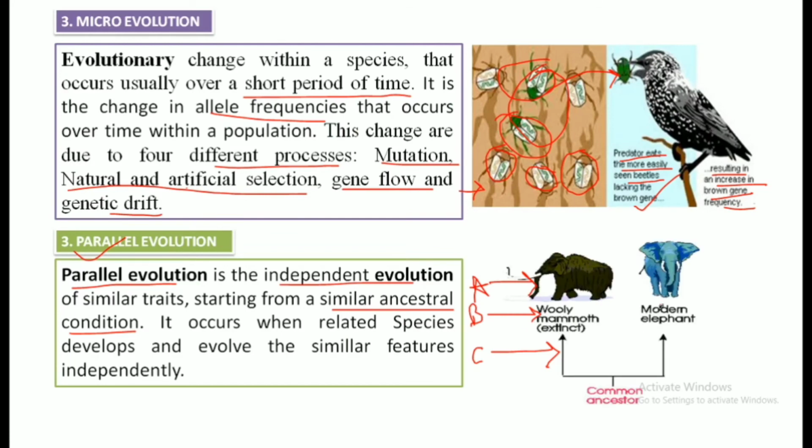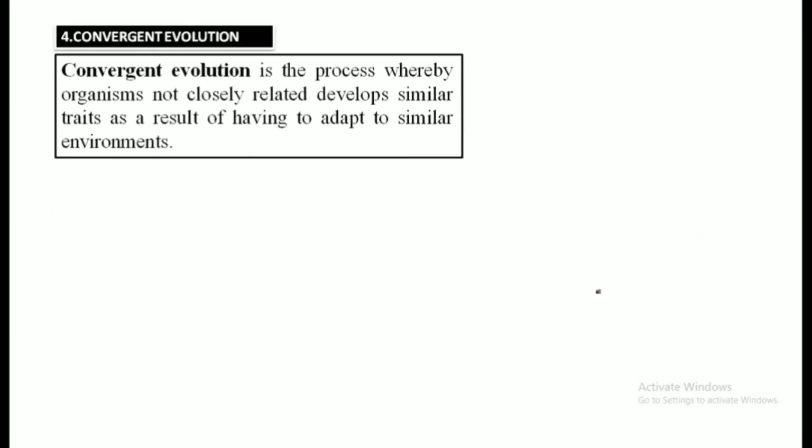So you see this modern elephant and the woolly mammoth that got extinct have a common ancestor, but they evolved independently and they have the same type of characteristic features. They evolved for the same type of condition. So this is all about parallel evolution, and finally coming to convergent evolution.